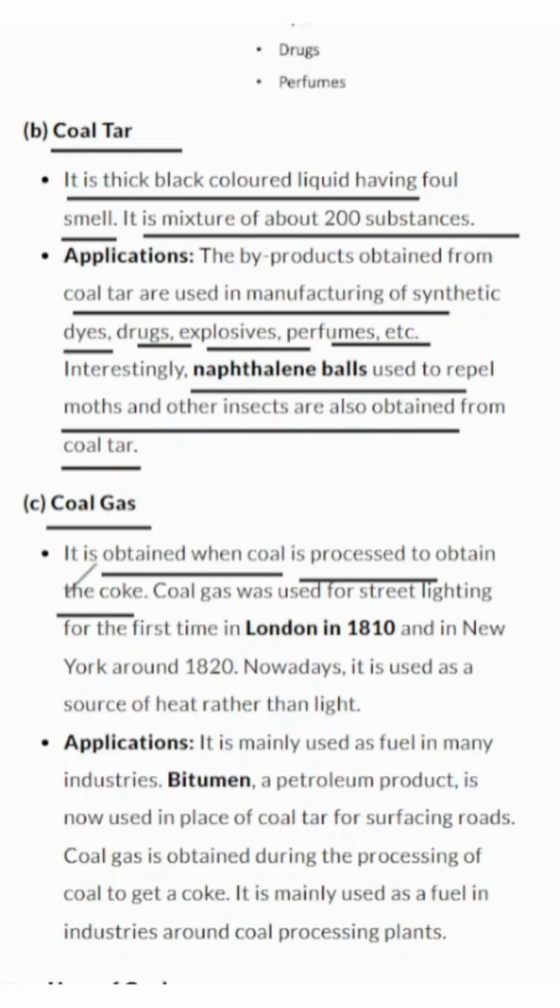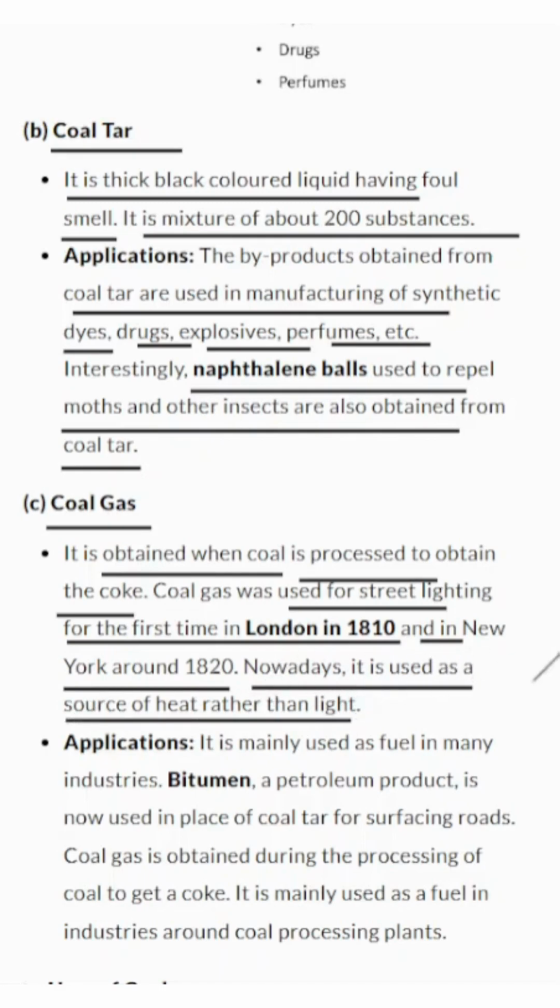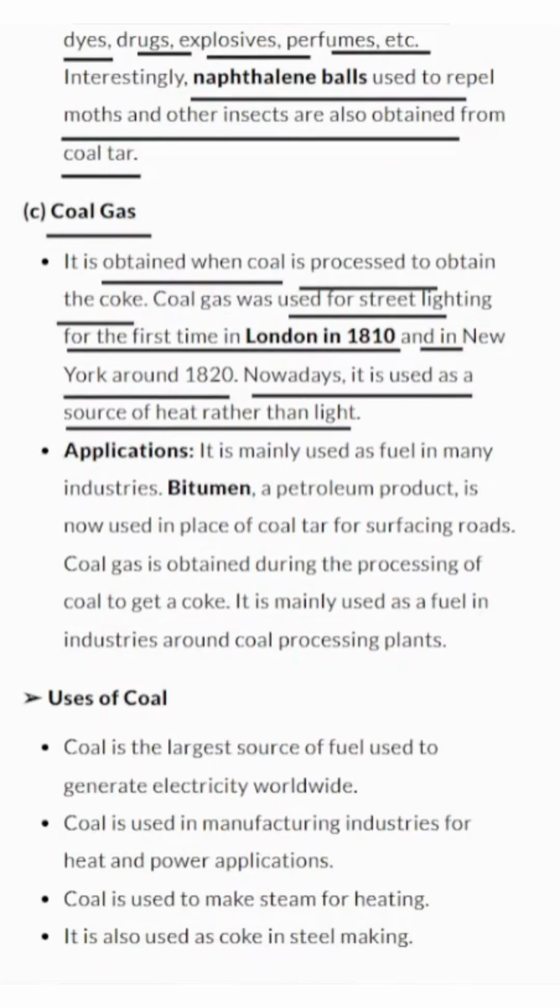Interestingly, it made its debut as a street lighting source in London in 1810 and later in New York around 1820. However, its purpose has evolved over time. Nowadays, coal gas is primarily used as a fuel source rather than for lighting. It plays a crucial role in many industries as a source of heat. In recent years, bitumen, a product derived from petroleum, has replaced coal tar for road surfacing, marking a shift in road construction materials.